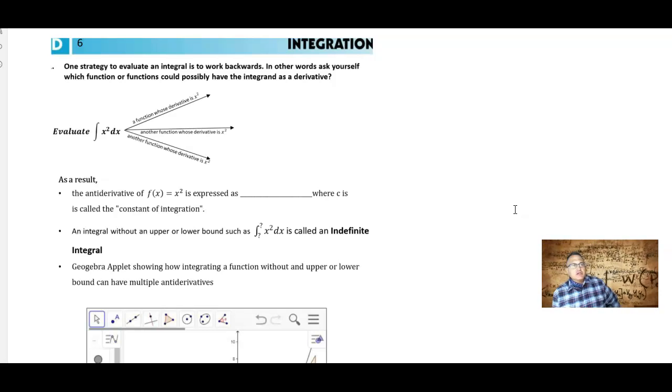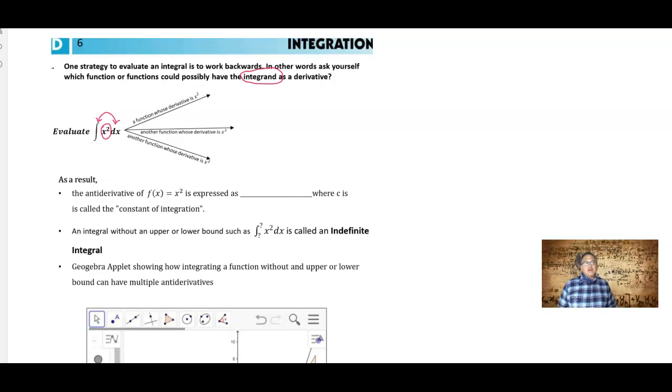We're moving on to our next section after you completed those review sections, and we're going to continue talking about integration here. One strategy you can use when trying to find an integral is to think: what function would have the integrand as its derivative? The integrand is the function that's in between the integral symbol and the dx.